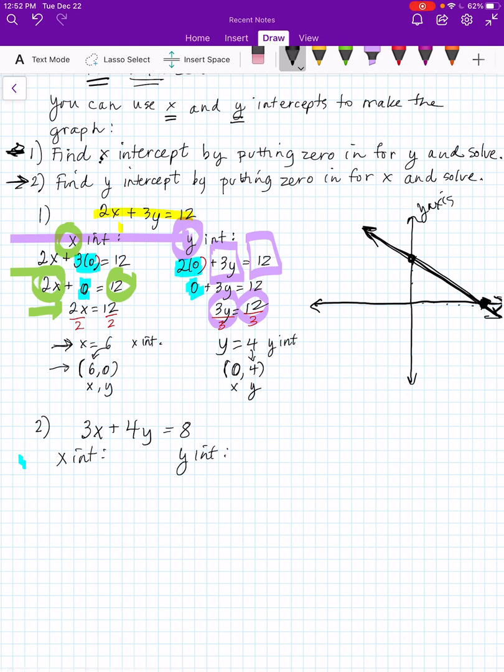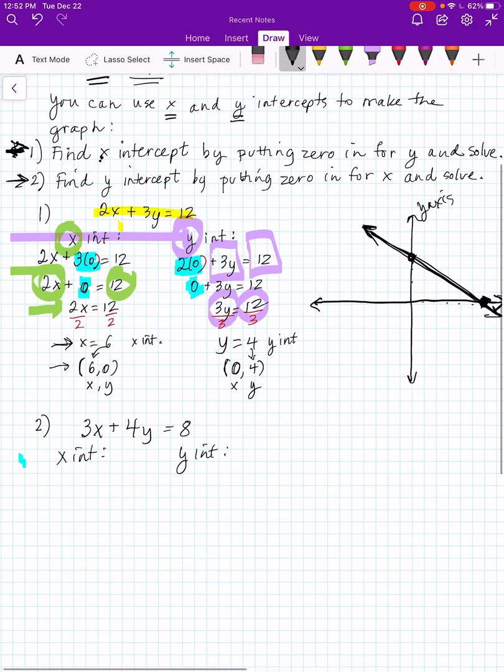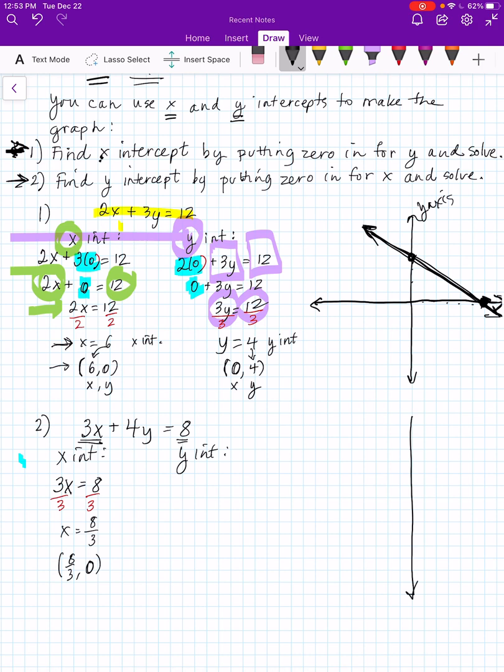If I'm finding my x-intercept, according to this right up here, I put 0 in for y. Well, that's going to disappear. So I just take my x term, which is 3x, and set it equal to c, and solve. I divide by 3 and I divide by 3. So x is equal to 8/3. Is it okay that it's not a whole number? Absolutely. So this is 8/3, comma 0. That means it's going to cross the x-axis at 8/3.